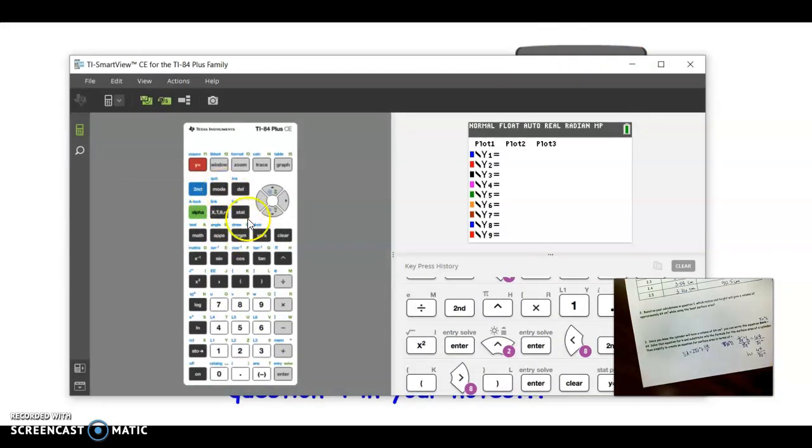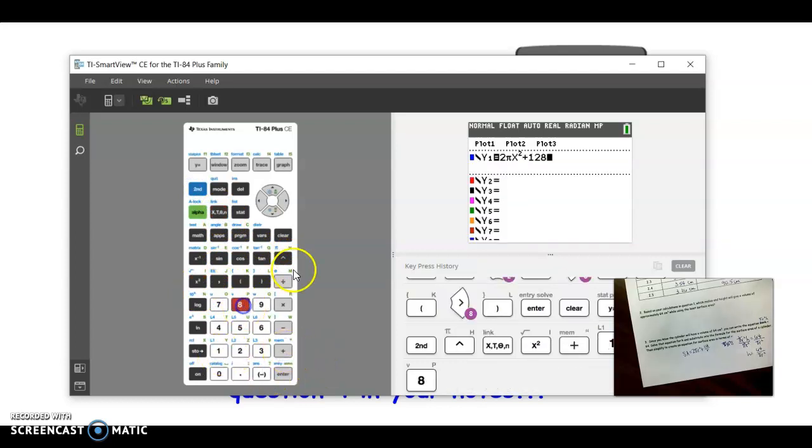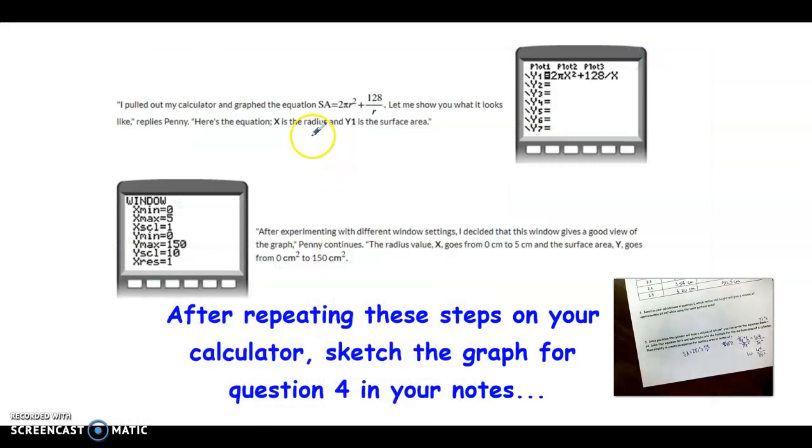Now we don't have an r as a variable, but we're going to put x, and we're just going to know that x is standing for the radius. So in my y equals, I'm going to put 2 pi r squared, and instead of r I'm using x, so x squared, plus 128 divided by r, and again I'm using x instead of r. So we've got that into our y equals, and we're going to change our window to these values right here.